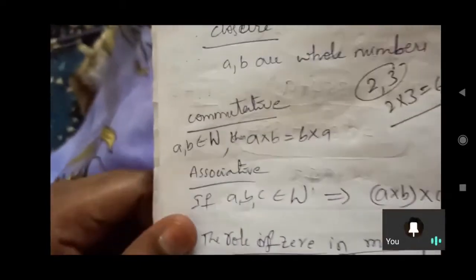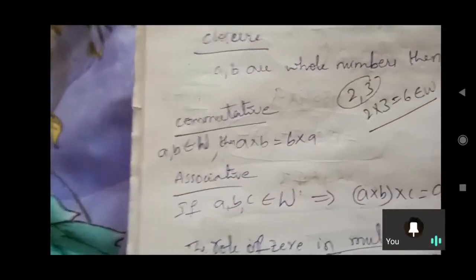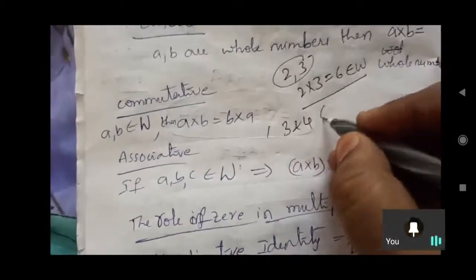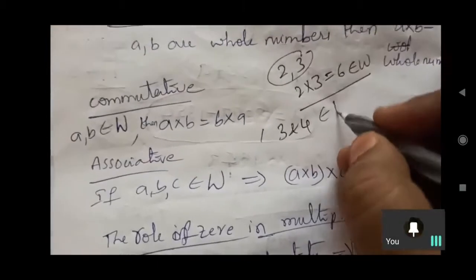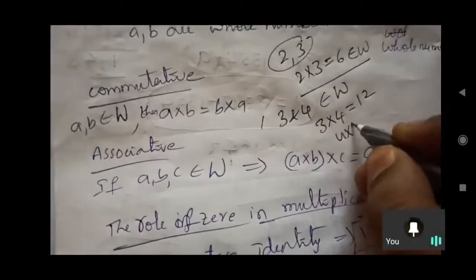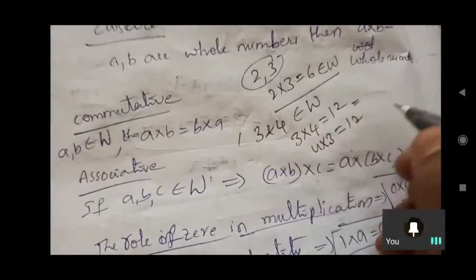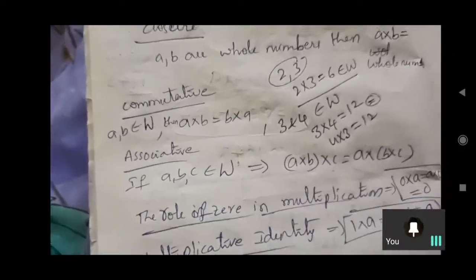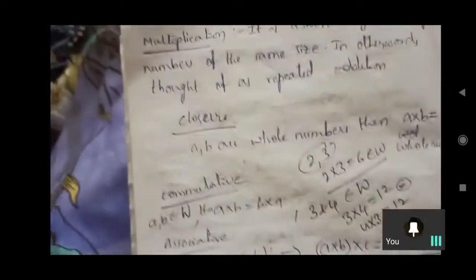And the next one is commutative. It is also satisfied. For example, if we consider 3 and 4, these are whole numbers. What about 3 into 4? 12. What about 4 into 3? 12. So both are equal. Okay na? Both are equal. So commutative property is satisfied by the whole numbers on the operation multiplication.